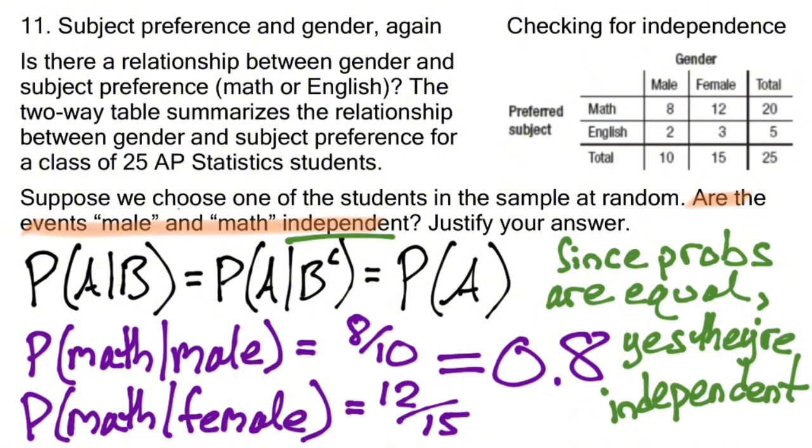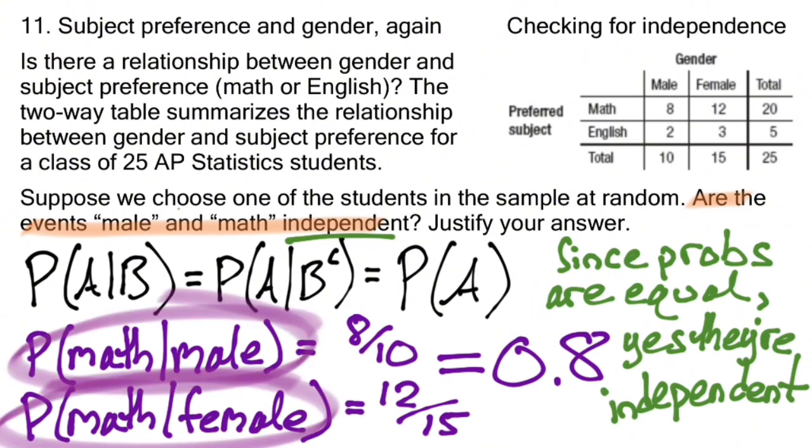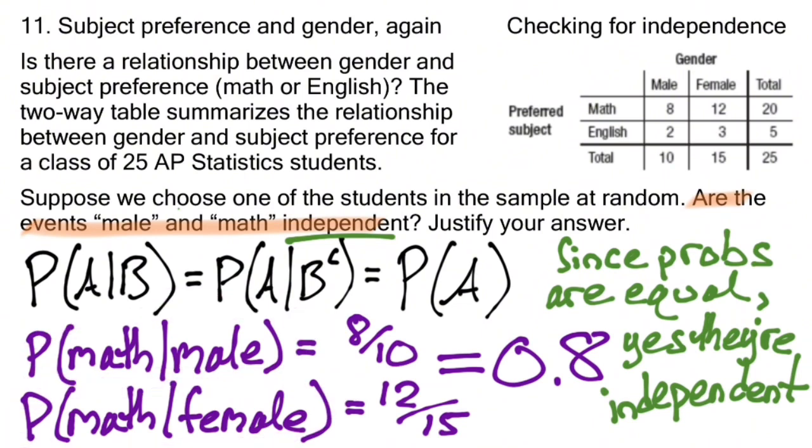We are seeing if male and math is independent from female and math. So the number of female students in this study was 15, and the number of them that liked math was 12. 12 out of 15 is also 0.8. You get the exact same probability when you do liking math given that they were male or liking math given they were female. Therefore, yes, these two events are independent because their probabilities are exactly the same.